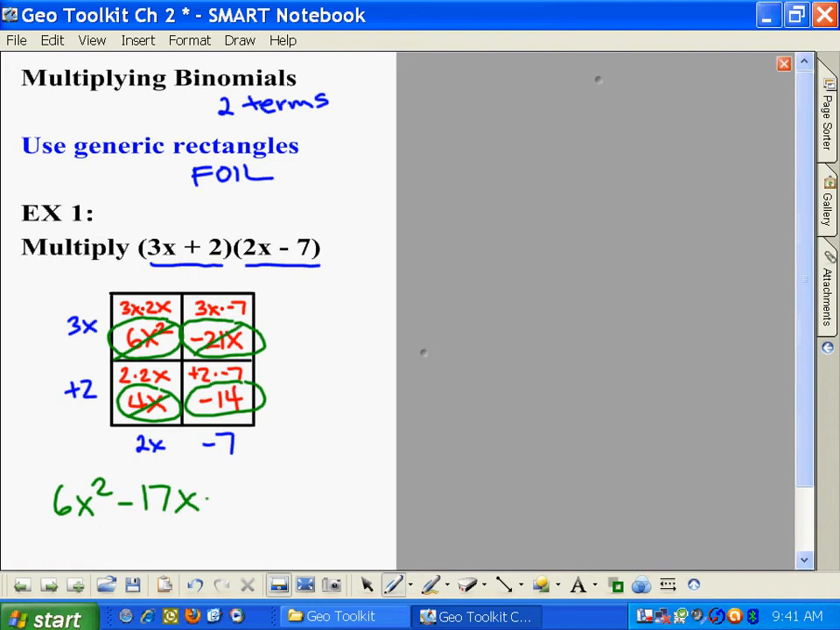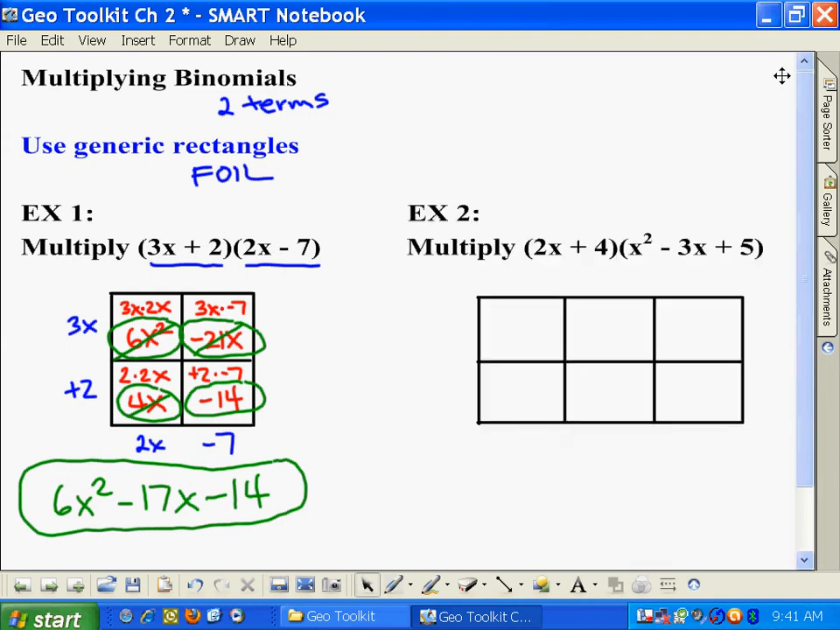Negative 14 would be written right here. So our answer is down here at the bottom. It is 6x squared minus 17x minus 14. So that's when we're multiplying two binomials together here. Well, let's make it a little harder here. What if we had, in this case here, a binomial times a trinomial, because this has three terms? Well, it just becomes a little more complicated down here.